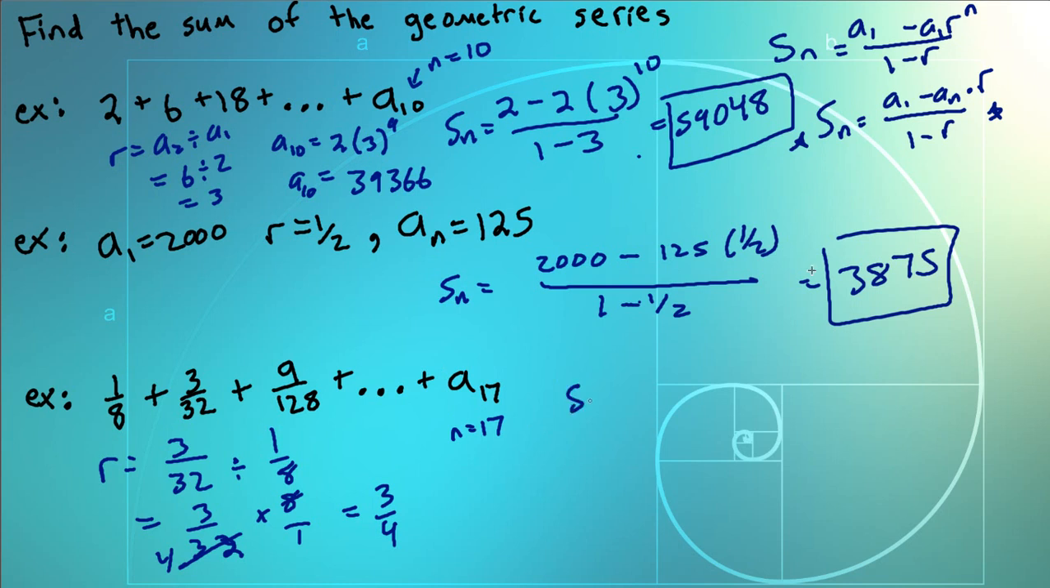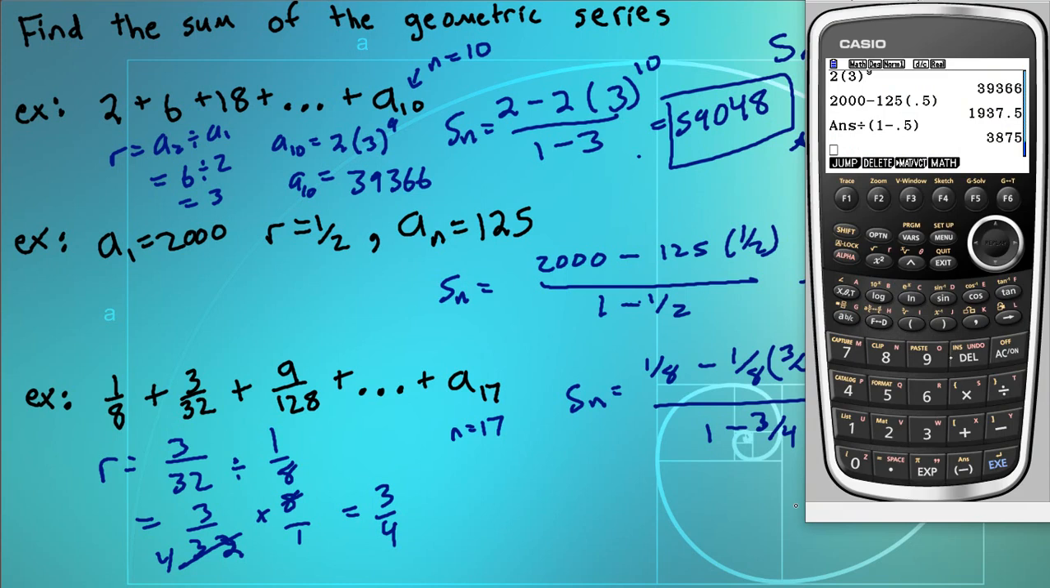Okay, so now I want the 17th term, so that's n equals 17. So I'll use that first formula. So our sum is going to be 1/8 minus 1/8, then our ratio, 3/4 to the n, so 17, all over 1 minus 3/4. We'll type that all in.